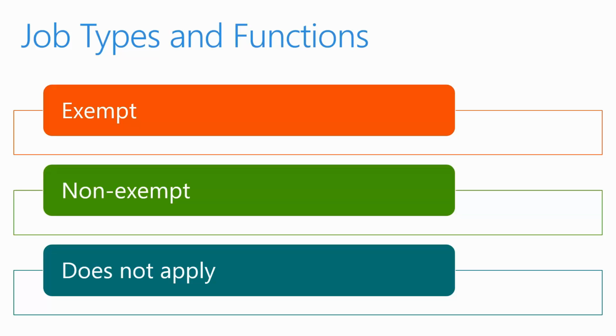Now, job functions are also not required. However, if you plan to use job functions when you set up eligibility rules for compensation, you should set up job functions before you set up jobs. Now, to enter a new job function, you will open Organization Administration and then Jobs and Job Functions.